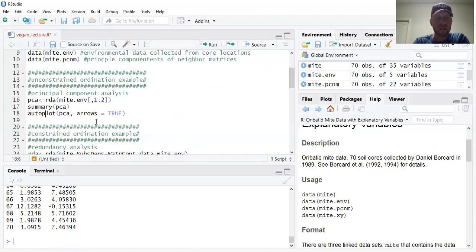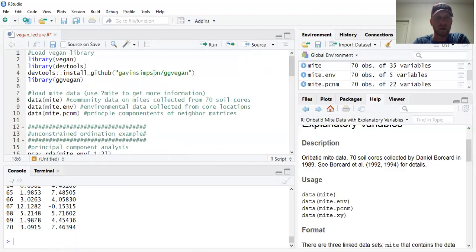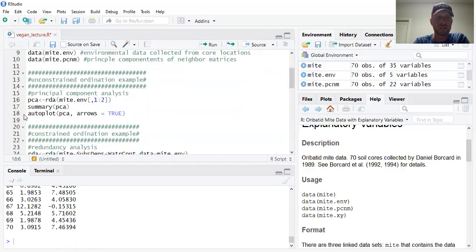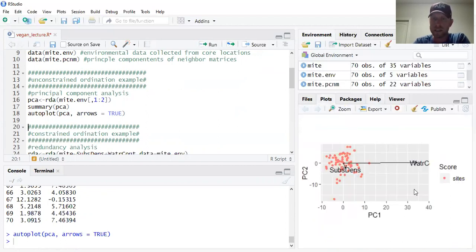So one of the reasons that we downloaded, if we go back to the top here, this GG Vegan is because there's a function there called autoplot that makes these really nice multivariate plots for you. So all we do is use this function autoplot. We're going to put PCA in there because that's the name of the object that we created with the RDA function. And then we're going to do arrows equals true. And what that's going to do is add arrows or vectors onto the plot that represent these 2 environmental variables that we are thinking about. So I'm going to run that line. And we get this plot down here.